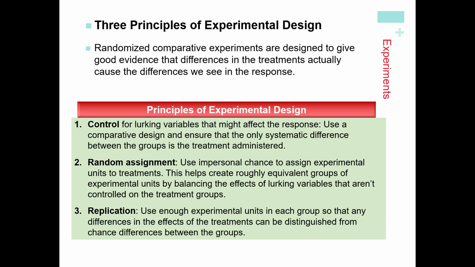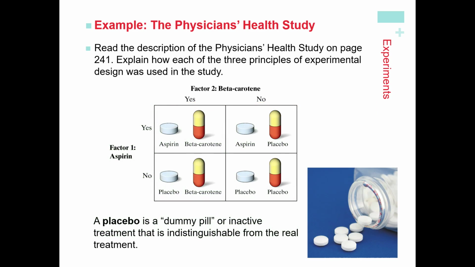So the key here, we want control. We want to make sure there are very few differences between the groups except for the treatment administered. Random assignment, we want the assignment to each group to be by chance, and we want to make sure there's replication. So we want enough subjects in each group that we're not going to see one outlier swaying the results.